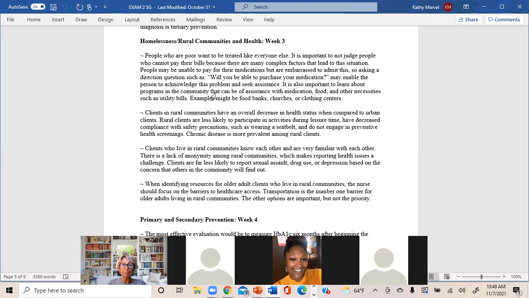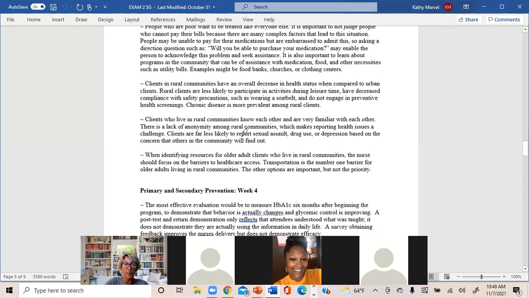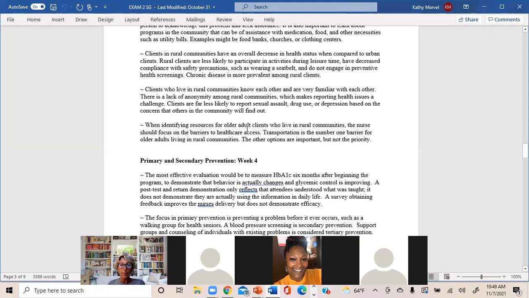But you know, people want to be treated like everybody else. So, in rural communities, let's look at some statistics about rural communities. We know it's fact that rural communities have an overall decrease in health status when compared to urban clients. Why is that?